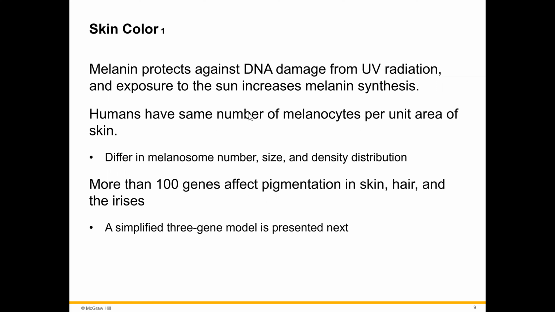That means, again, that it's determined by many genes, right? More than 100 genes affect pigmentation in skin, and it's also affected by environment. So why do we have skin color? Now, melanin is produced by special cells called melanocytes. It protects us against DNA damage. It protects DNA from UV radiation, and exposure to the sun increases melanin synthesis. We know it, right?